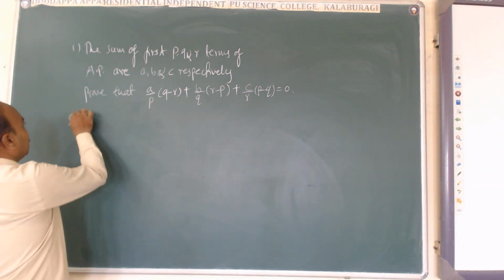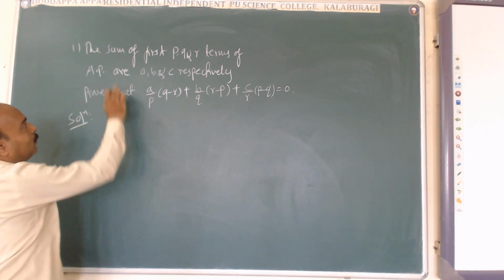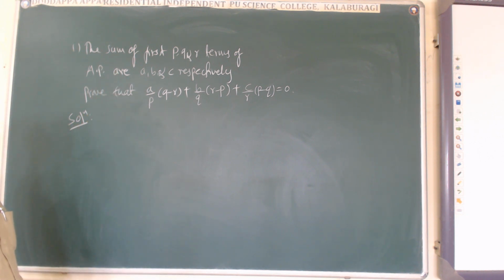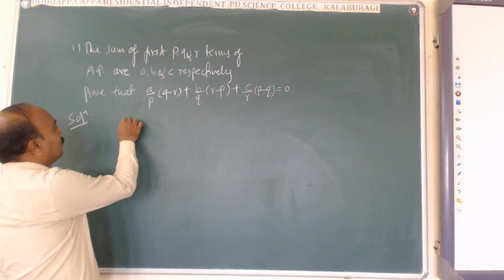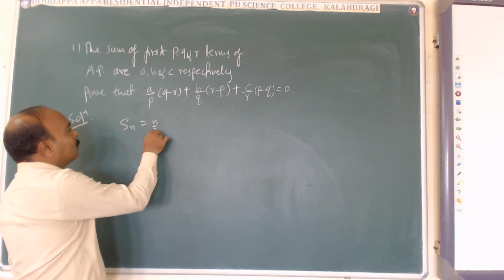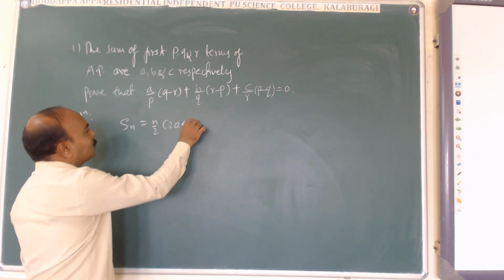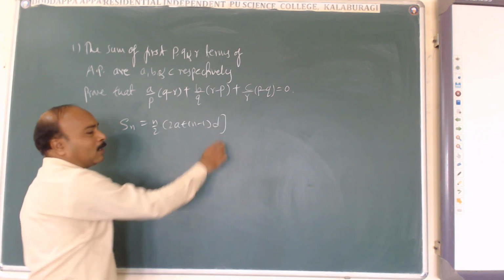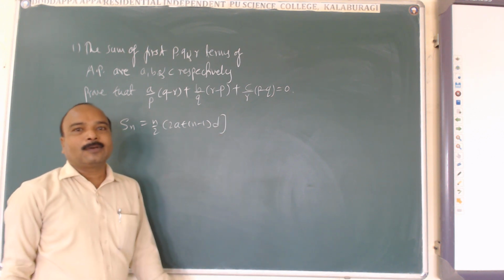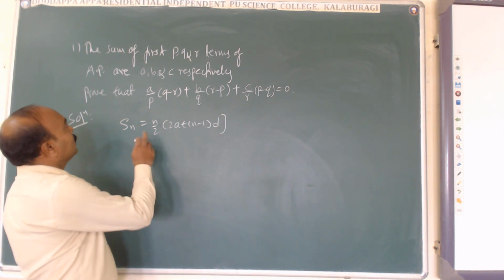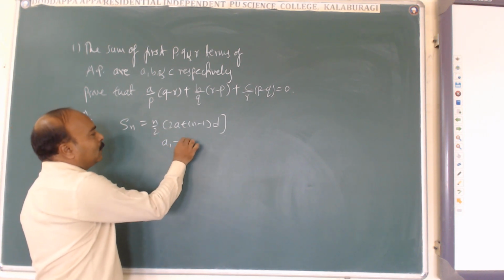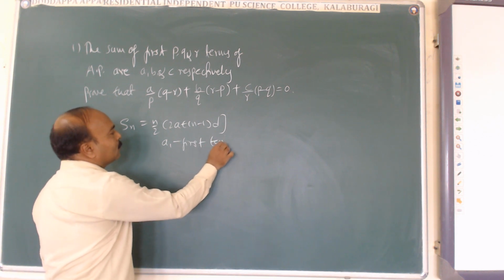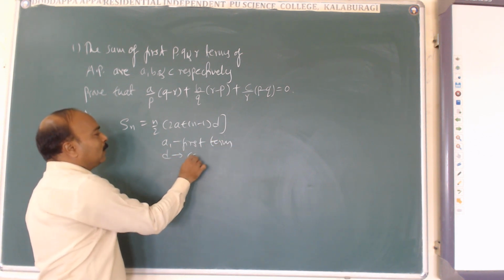Now it is given that the sum of the first P, Q, R terms of an AP are A, B, C respectively. We know that the sum to n terms of an AP is given by Sn equal to n by 2 into (2a plus (n minus 1) into d). This is the formula for the sum to n terms of an AP. To avoid confusion, I'll take A1 as the first term of the AP and D as the common difference.